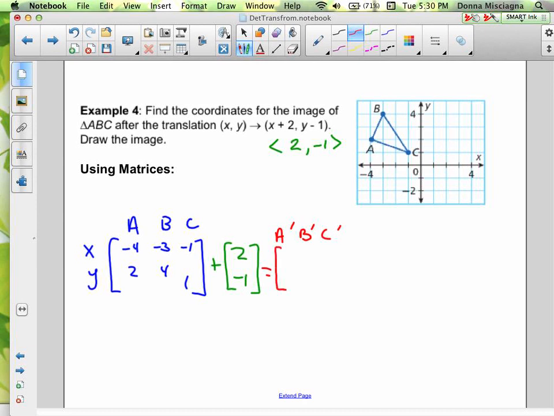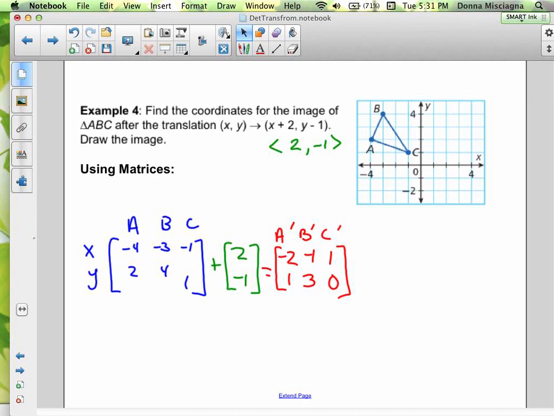This one's only a triangle. It only has 3 points. All right, so -4 plus 2, that's -2. -3 plus 2 is -1. -1 plus 2 is 1. 2 plus -1 is 1. 4 plus -1 is 3. And 1 plus -1 is 0. All right, and so now we've added the x component of our vector to all the x coordinates and the y component of our vector to all the y coordinates. And now we can just graph our figure.